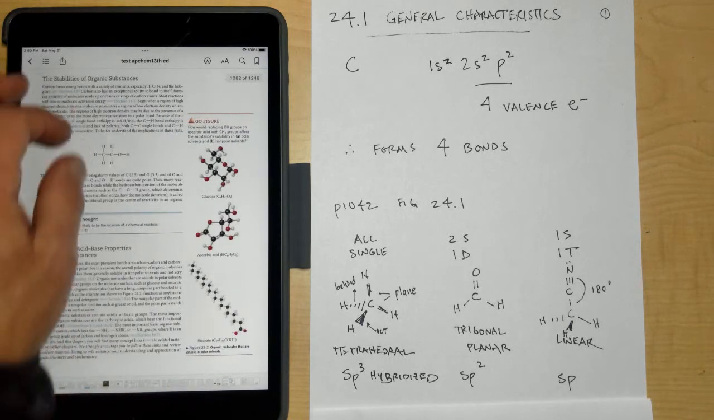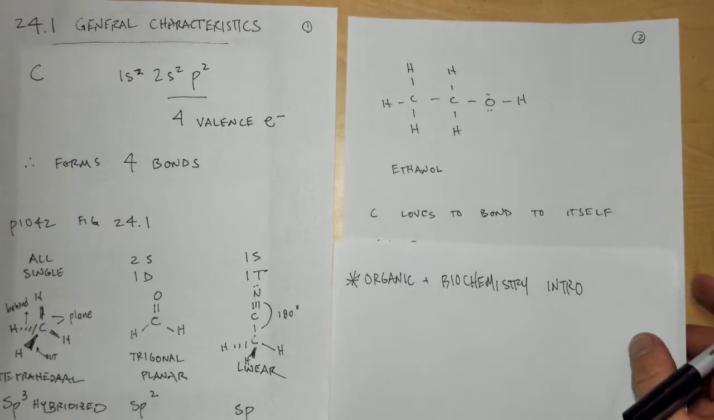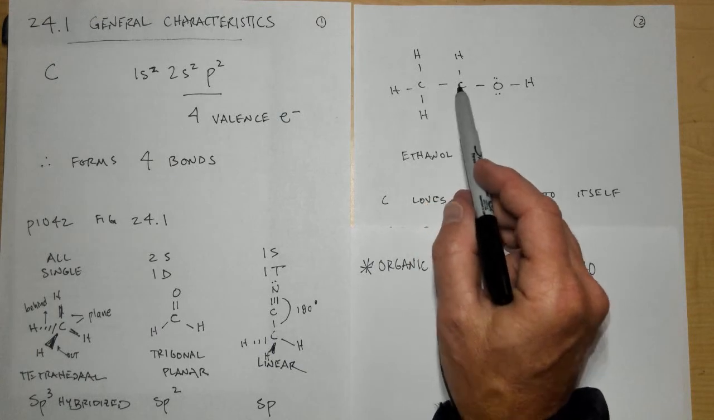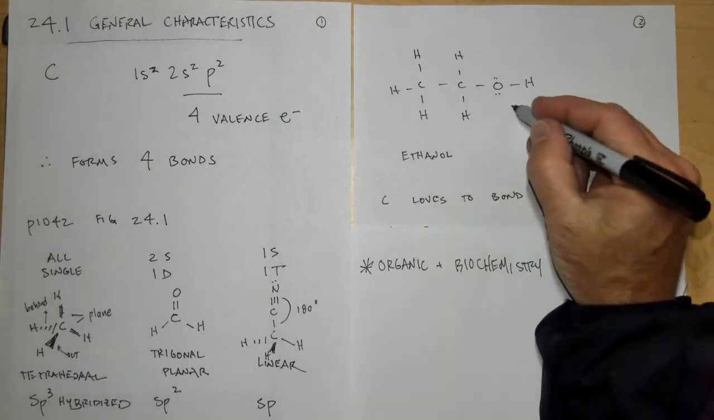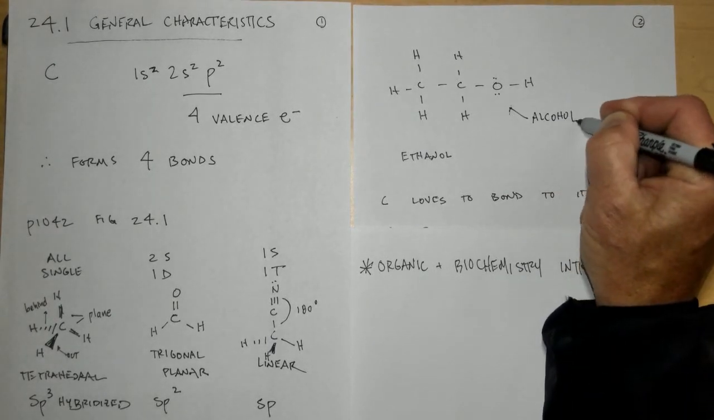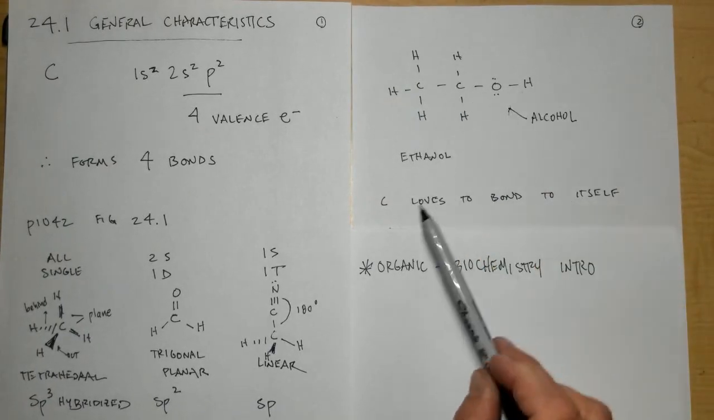Let's take a look at an organic substance called ethanol, and let's look at some of its characteristics and how it describes what carbon lots of times does. So here is the molecule called ethanol, just drawn in a stick model, where we have 2 carbons and then an OH group attached to it, making it what's called an alcohol. Go ahead and pause the video if you need to draw this down.